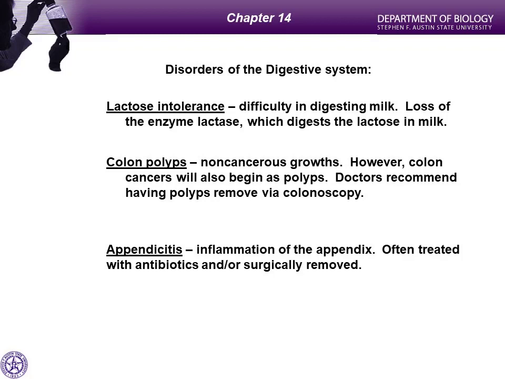Appendicitis, already talked about appendicitis. ITIS means an inflammation of the appendix. Sometimes you can try to treat it with antibiotics. Most of the time they're just going to get it out just to prevent the rupturing of the appendix inside your abdominal cavity. And again, that's a bad day.